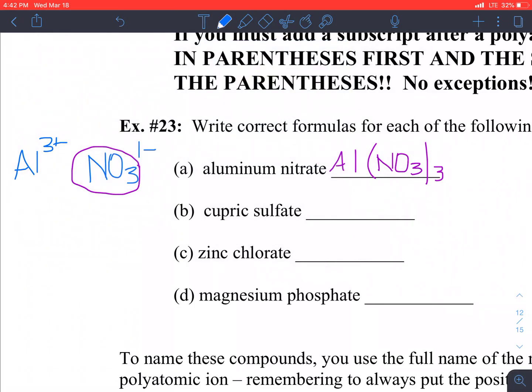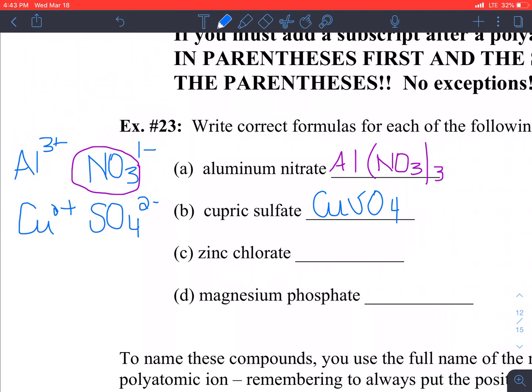Okay, let's do another one. We'll do cupric sulfate. Now, this particular one, if you identify the ions, a Cu2+ and an SO4 2-, because they're the same number but opposite charges, we only need one of each type of ion. And so here, we would not put parentheses around the polyatomic because we only need one of them.